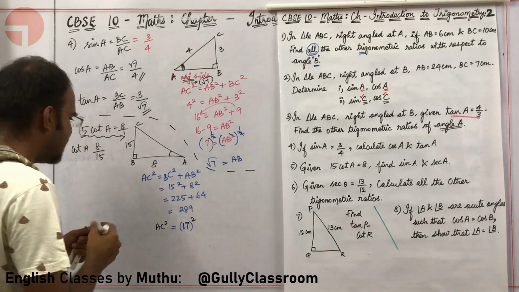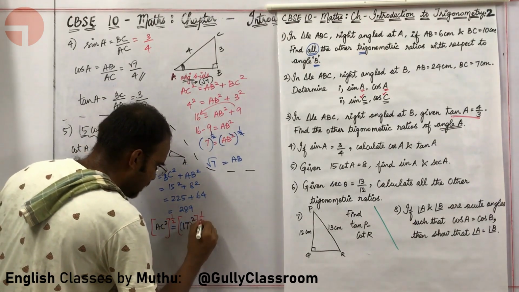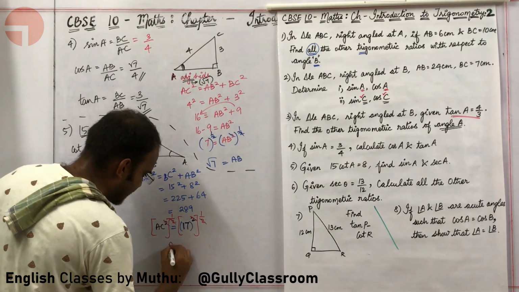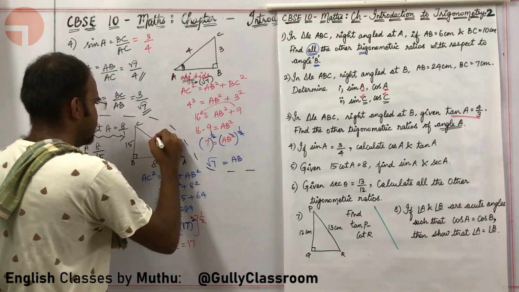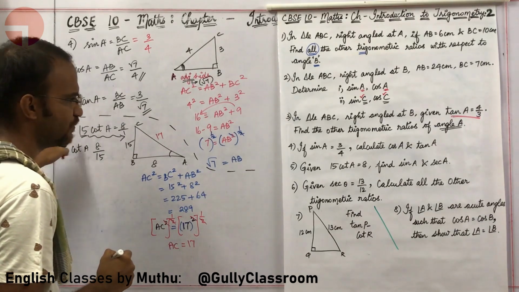What next, sir? Let us apply root on both sides. Root means power half. This 2 and this 2 will get cancelled. AC is nothing but 17, so I am going to put AC as 17. What are they asking to find in the fifth problem?